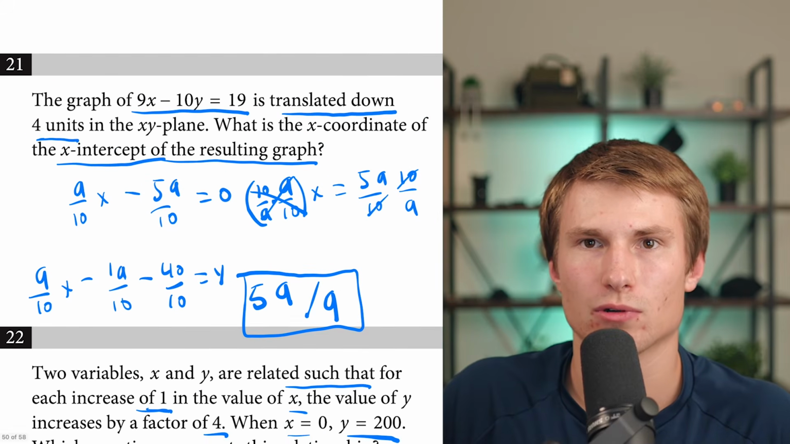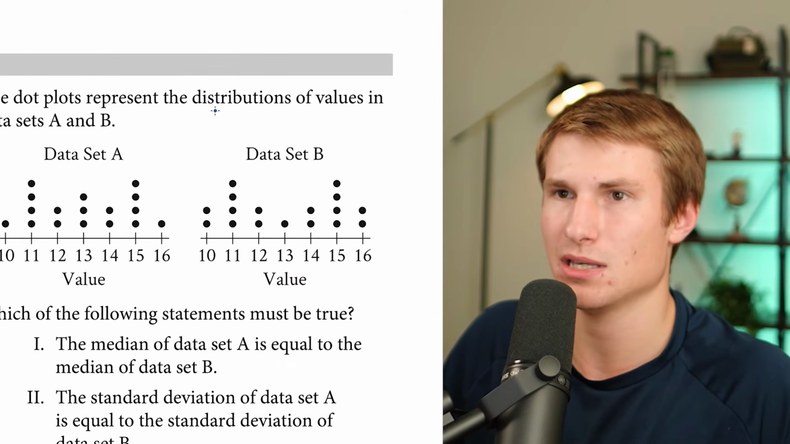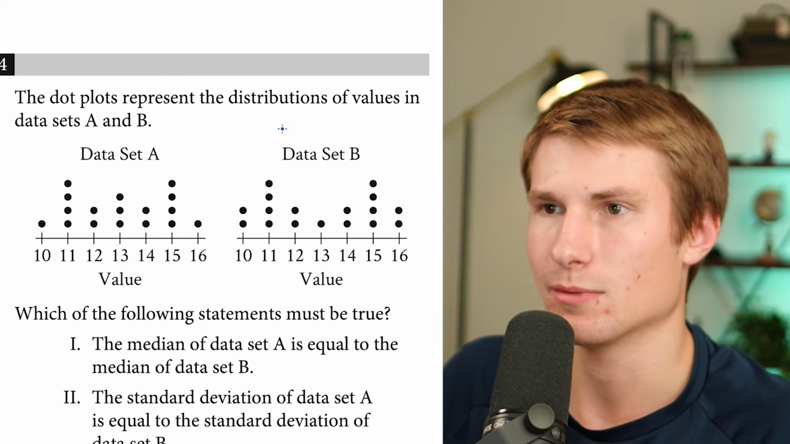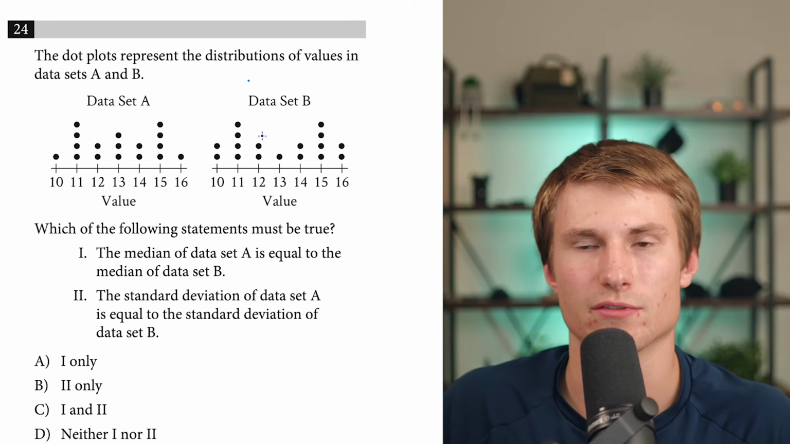Okay, question 24. All right, so we've got two data plots, it looks like, data set A and data set B. Go ahead and get that centered. Okay, let me zoom out so you guys can see a little bit more. I'll scroll down in case you can't. Okay, there you go. Now you can see everything.